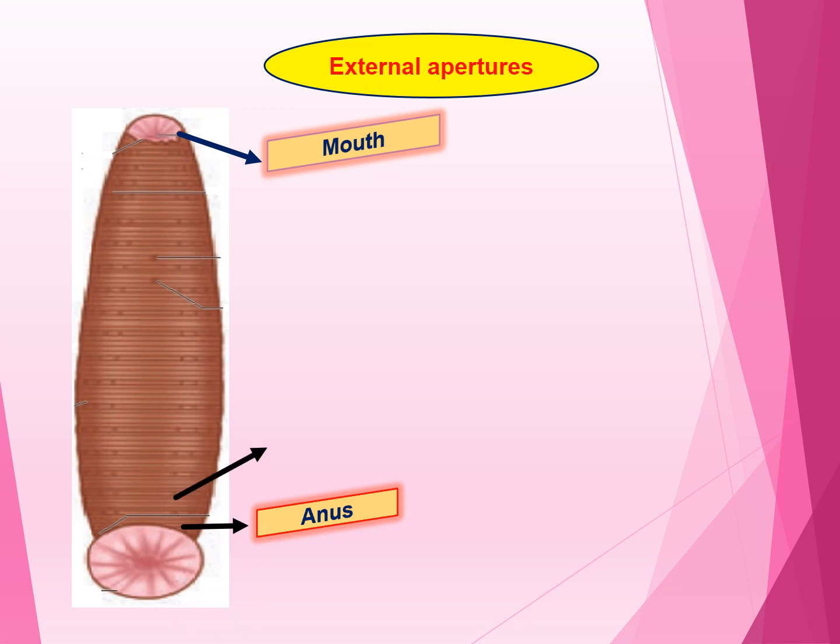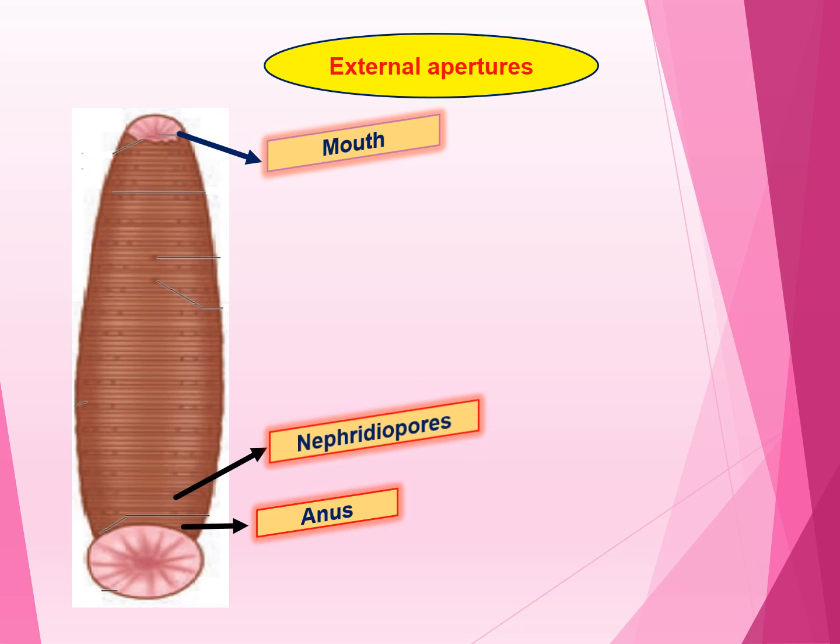Next is the nephridiopore. Nephridia work as kidneys. Nephridia open to the exterior by 17 pairs of nephridiopores. They lie ventrally on the last annulus of each segment from the 6th to the 26th segment.